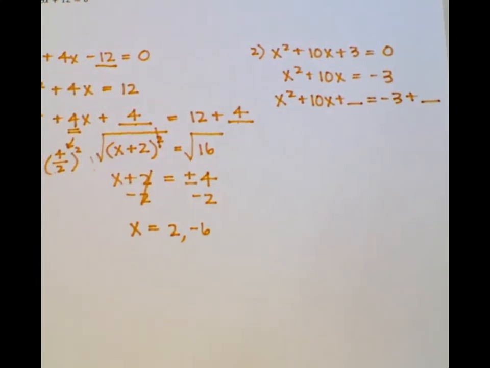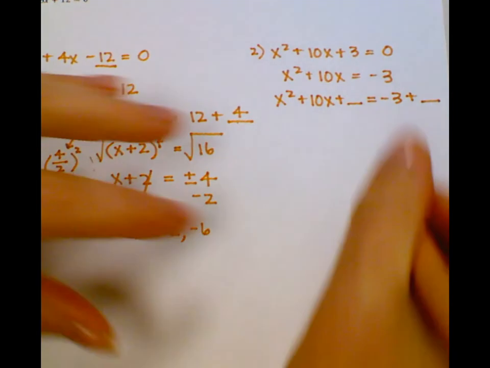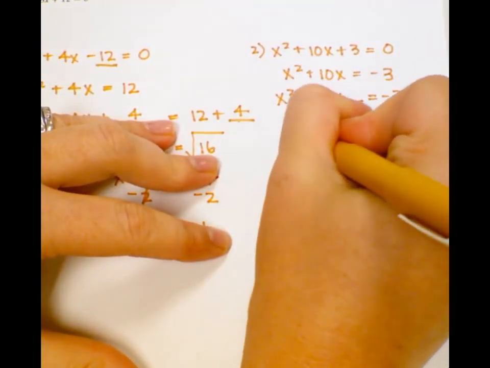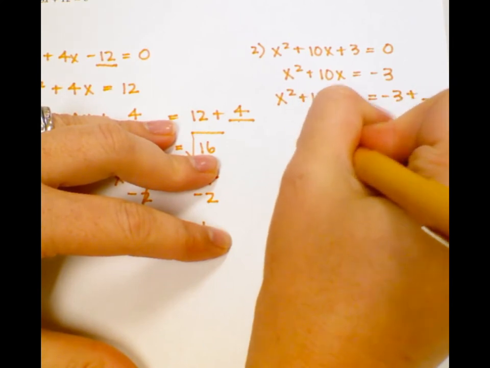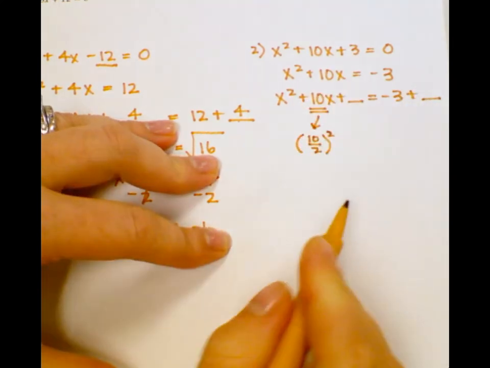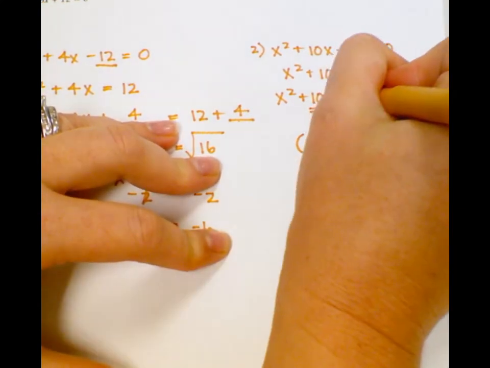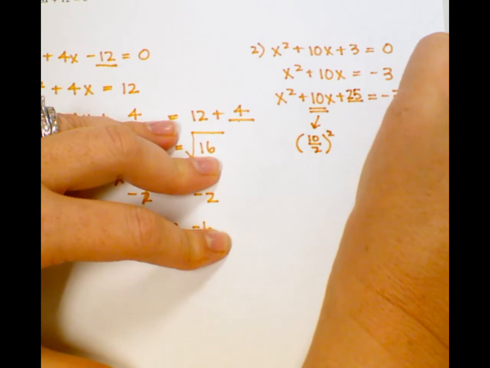Now, what is the number that you always divide by 2 and square? It's always this middle one. So 10 divided by 2 and squared. Okay, so 10 divided by 2 is 5. What's 5 squared? 25. That's what goes in the blank.